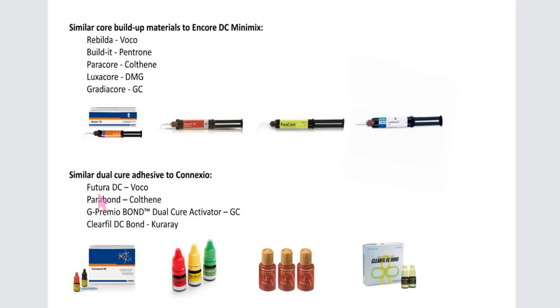On the bondings, you always have a good choice on the market when you need a dual cure bonding. You have Futura DC, you have Parabond, you have Premier Bond. There are a lot of bondings on the market. But keep in mind, be sure that the material you are using is perfectly compatible with the bonding.